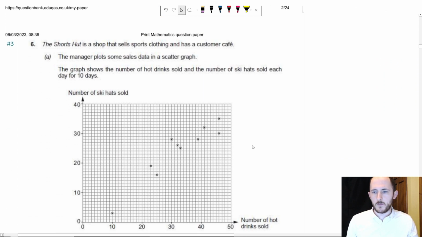So, next one. We get another scatter graph. So the Shorts Hut is a shop that sells sports clothing and has a customer cafe. The manager plots some sales data in a scatter graph. Yeah, absolutely. Scatter graphs come up every single year in paper 3. It's one of the core things that they need to test. It's like how Pythagoras will always come up every year.